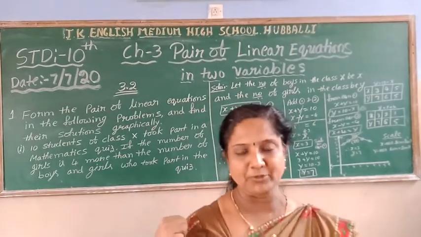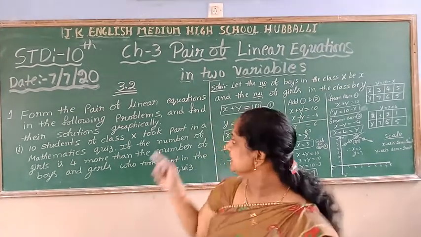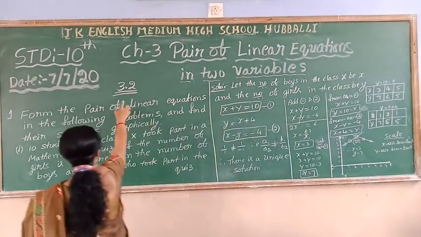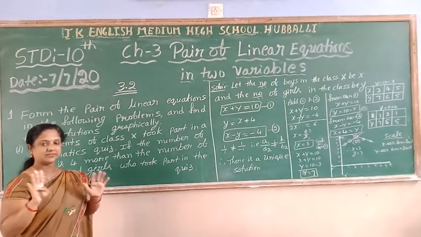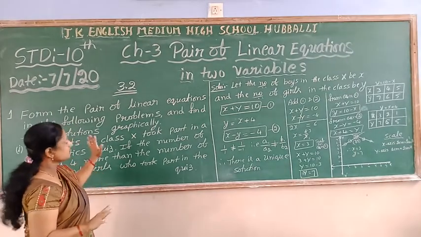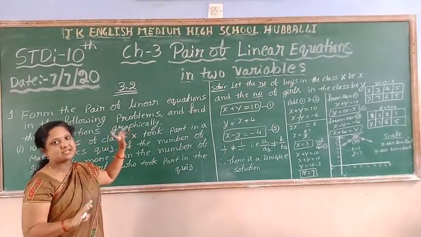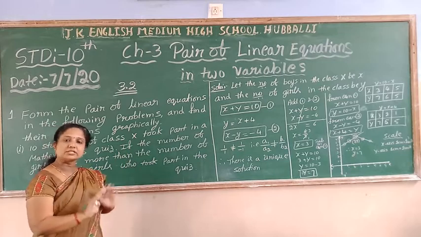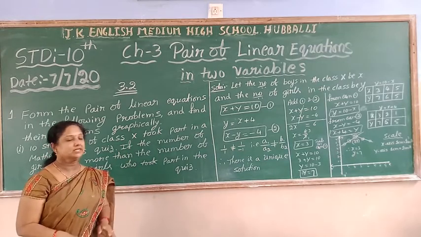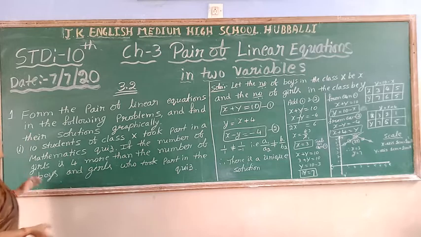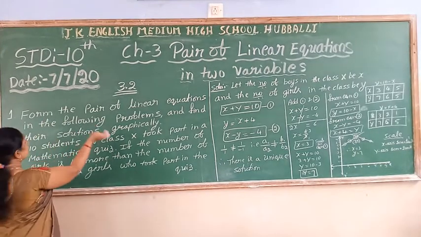Children, I am going to continue with the next exercise, that is exercise 3.2. In exercise 3.1 there were 3 sums. Here, now in exercise 3.2, in that first sum, it is also the same manner, same method. Only the statement changes, that's all. Here, form the pair of linear equations.